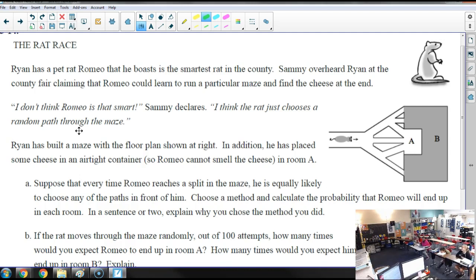What's the probability he ends up in the A region, and what's the probability he ends up in the B region? I'd say I think.